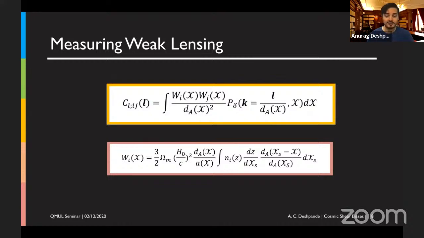So just if anyone is interested in the maths, or just to remind those who have of course already seen this a lot, this is how we define the weak lensing angular power spectra. It's basically just an integral over the matter density power spectra weighted by the lensing kernel. So it's basically just accounting for all the curvature and the particular structure of all the matter in between.